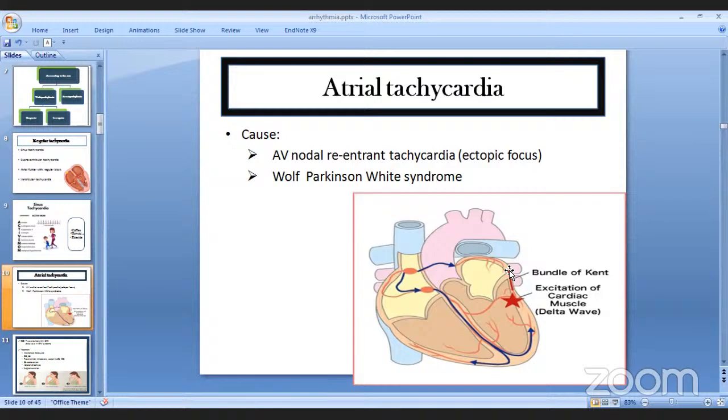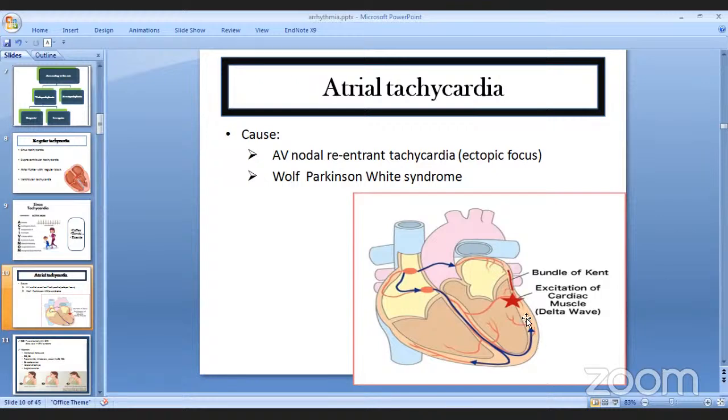When it starts to come out of its refractory phase earlier, the impulses keep going through the AV node, as you can see it's going from here, and when they reach here it has already come out of the refractory phase. And the bundle of Kent conducts both ways. The conduction of the AV node is only from atria to ventricles, not ventricles to atria, but in the bundle of Kent the conduction can go both ways.